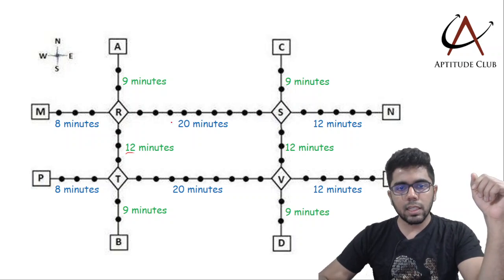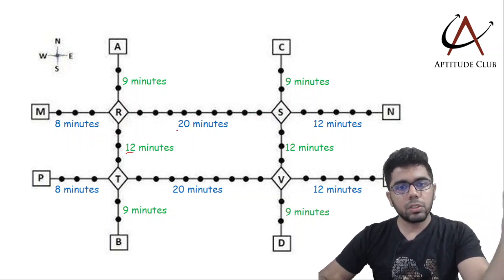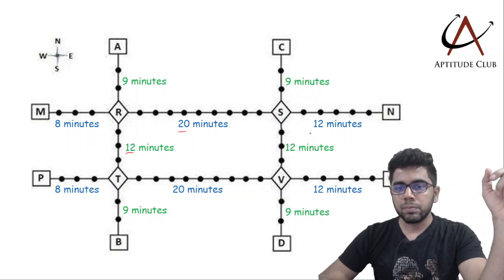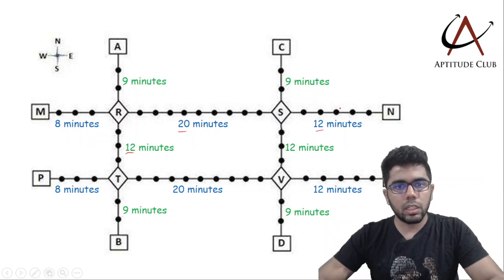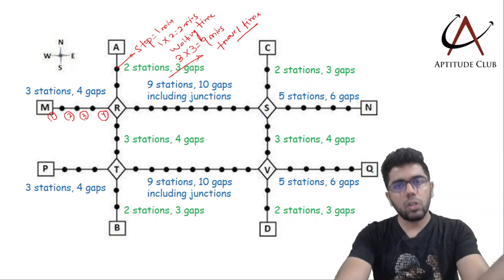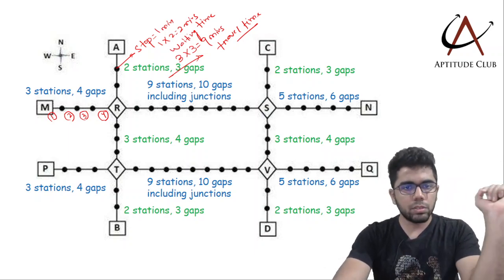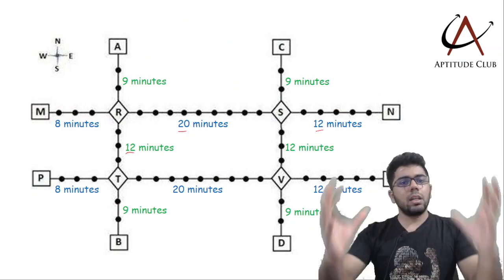R से लेके S there are 9 stations, 10 gaps. Each gap is of 2 minutes, so 20 minutes is the travel time. 12 minutes is the travel time from S to N. I hope it should be easy for all of you to understand now. Based on gaps, each gap horizontal axis में 2 minutes, vertical axis में 3 minutes. Very simple calculation. तो इतना हमने समझ लिया.